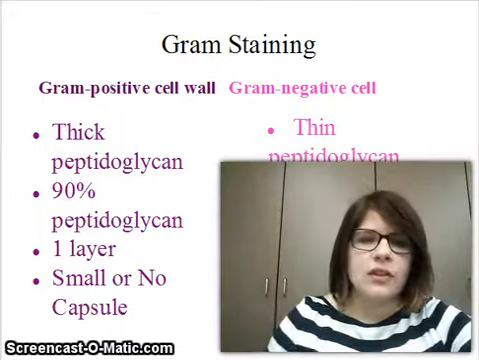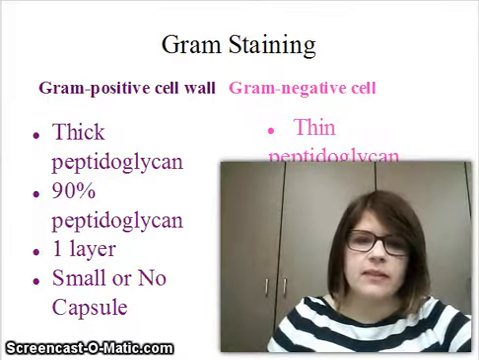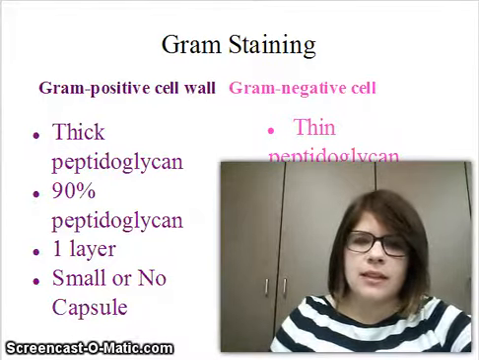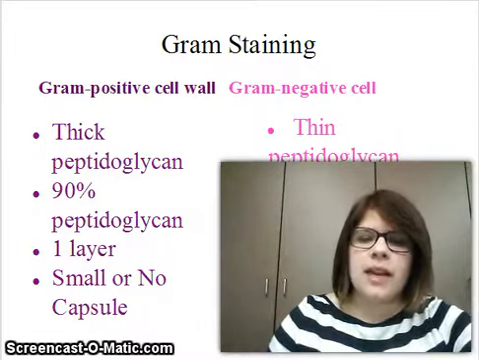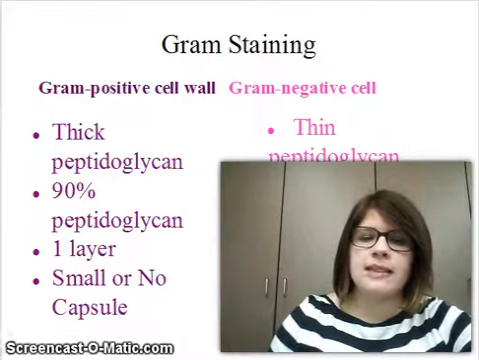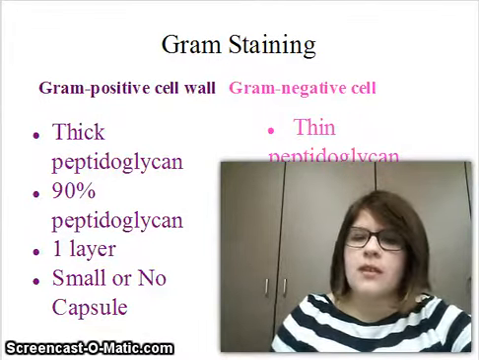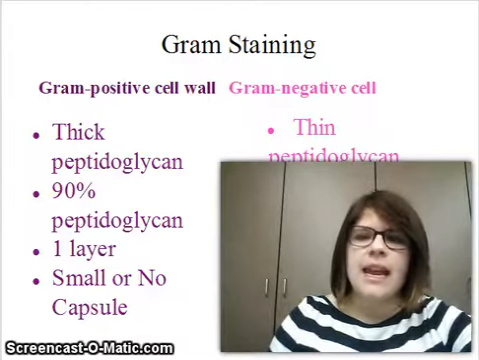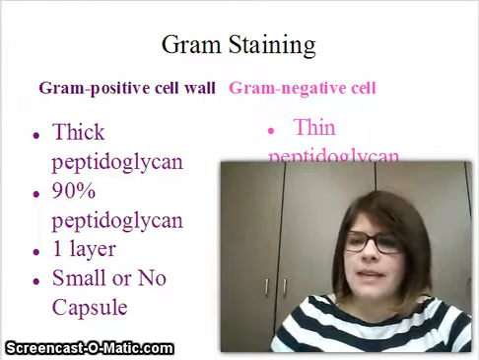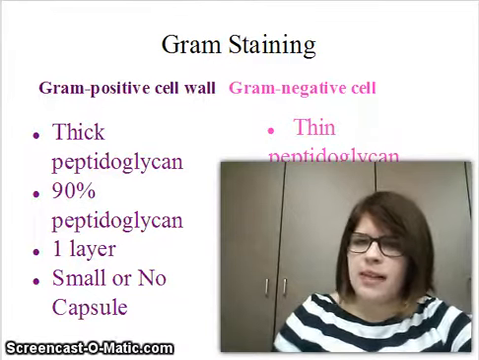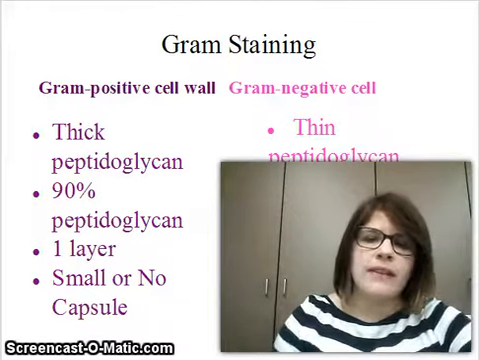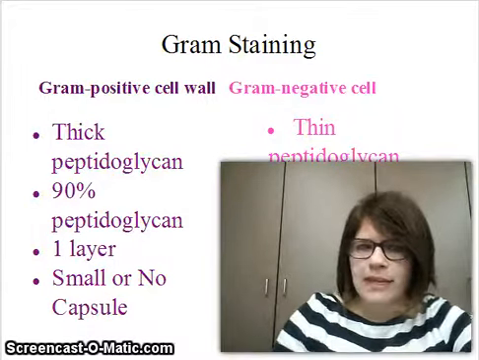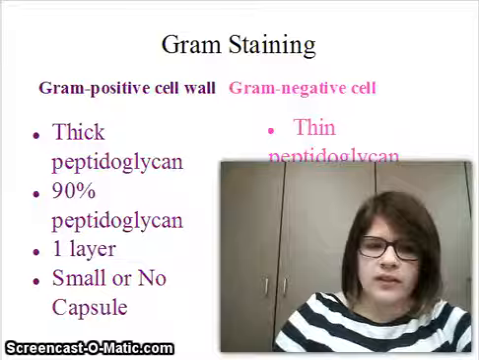So in a gram-positive cell wall, we have thick peptidoglycan. It's about 90% peptidoglycan. It's only one layer. It has small or no capsule. So it's very, very thin, so it's easier to take up this stain. And in a gram-negative cell, we have very thin peptidoglycan. It's only about 5 to 10% here. But we have 3 layers, and we have a capsule around it. And that capsule is going to block that stain from getting in, which is going to make the difference.